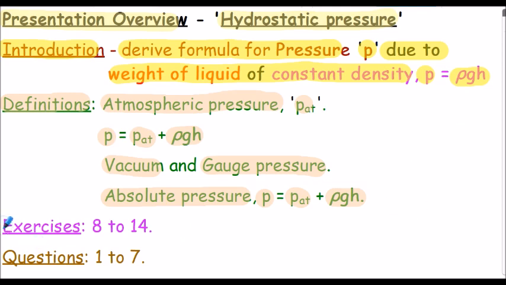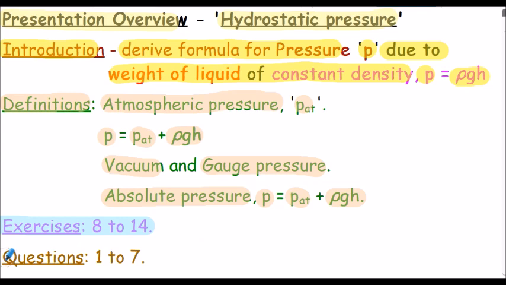Then we consider exercises 8 to 14 from our workbook. Basically we'll be using the above formulae to calculate various pressures. In some exercises we'll transpose the equations, for example to find the head of the fluid. Unless stated otherwise, we'll be calculating gauge pressures. There are full worked solutions to all the exercises included in the presentation.